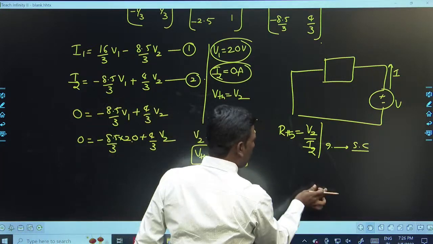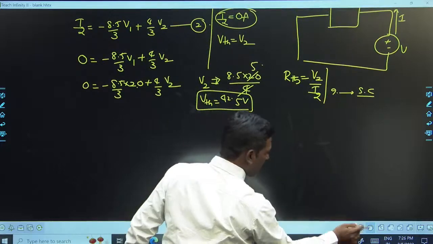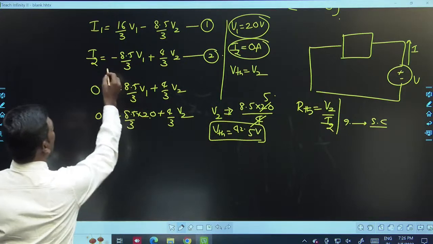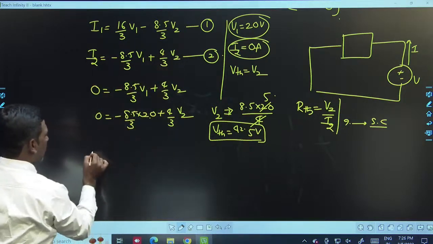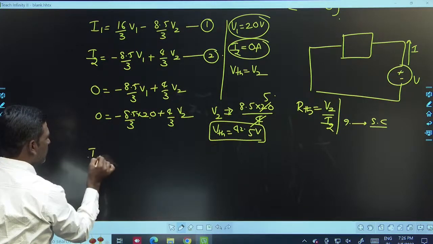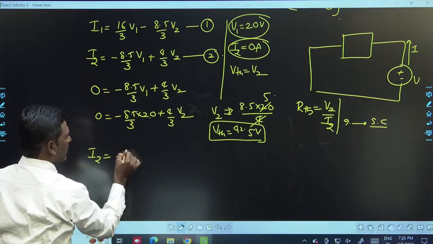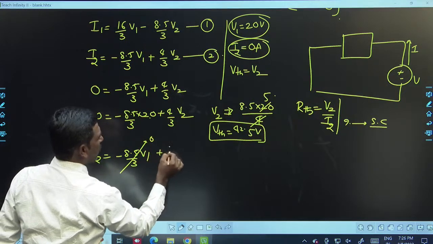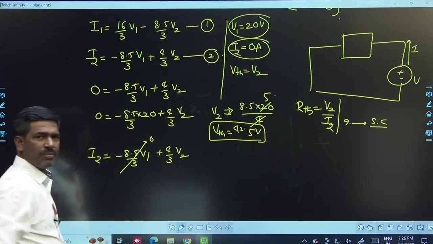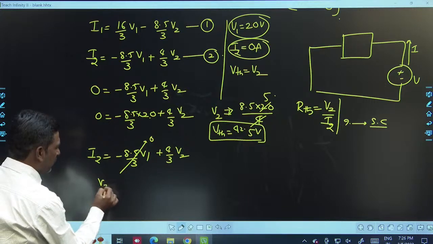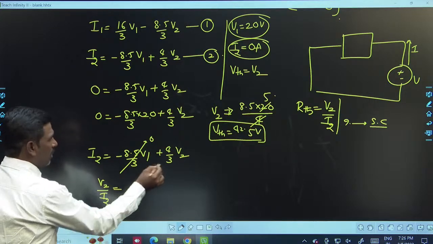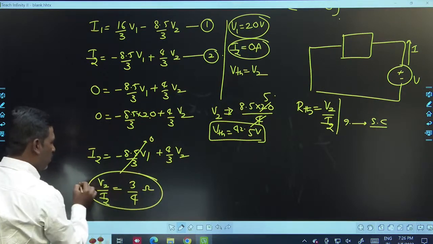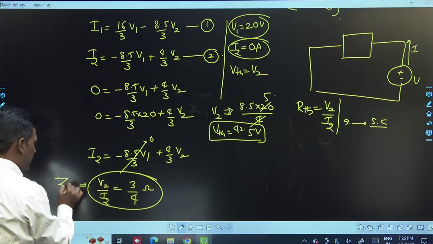Now in this equation, I2 is equal to minus 8.5 by 3 V1, which becomes 0, plus 4 by 3 into V2. Directly you can write V2 by I2 is equal to 3 by 4 ohms. This is the value of ZTH or RTH.